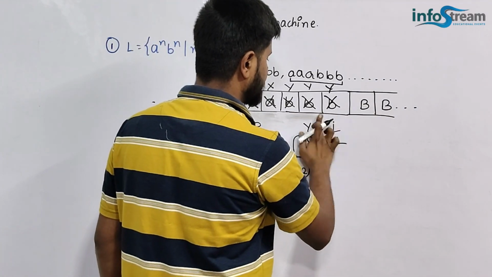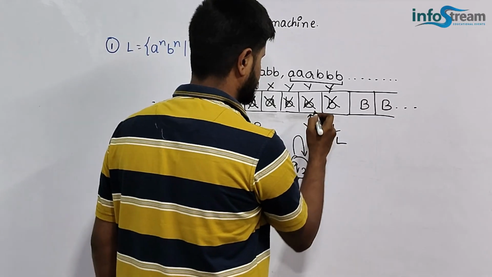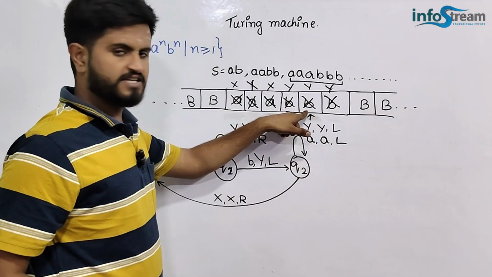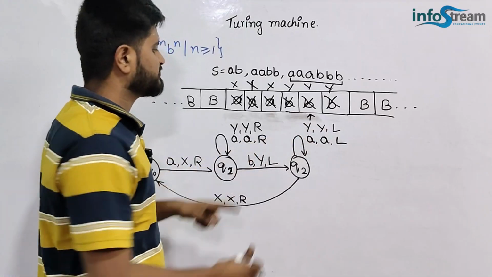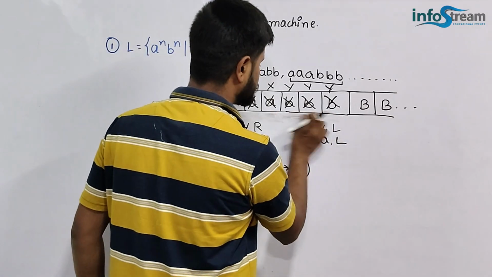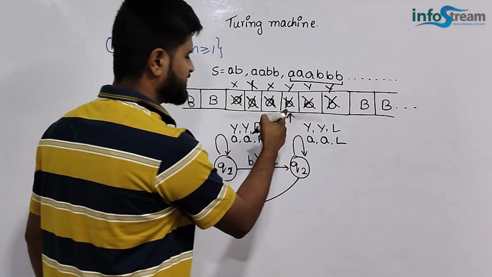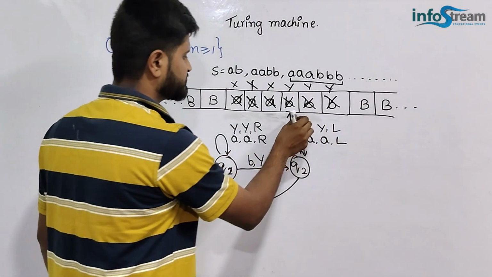So now if you see, my arrow will be moving towards the left again. Again y is there. If y is there, keep y as it is and move towards left. So again my arrow will come towards the left side.